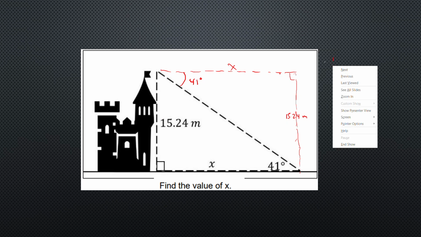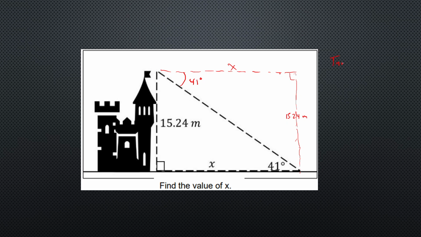So then you say that the function we're going to use is tangent theta equal to opposite over adjacent. You can also use the OAA. So tangent 41 degrees is equal to the opposite, this time 15.24.